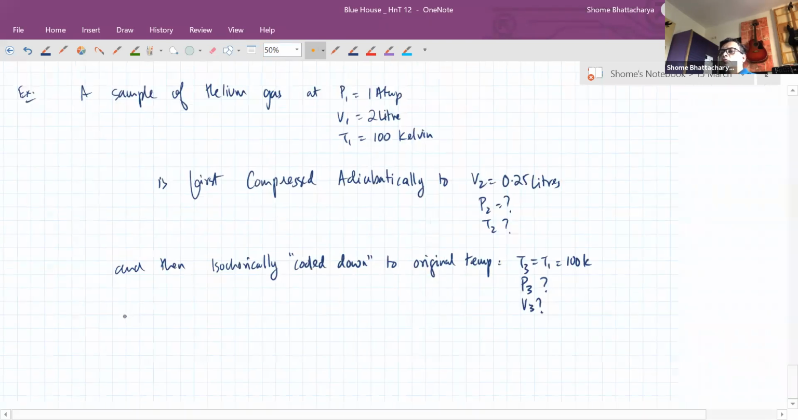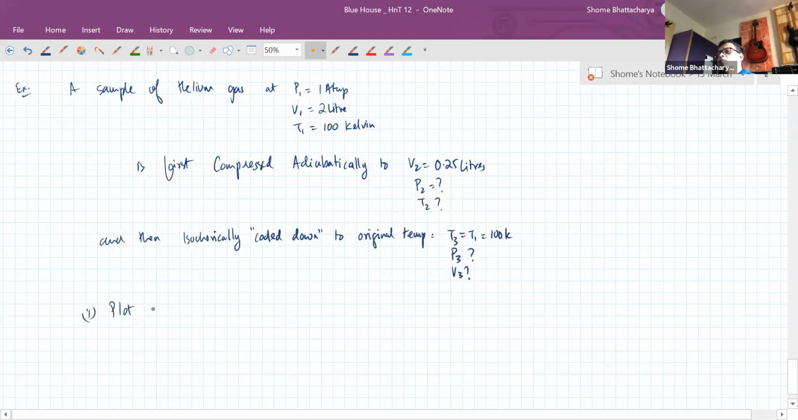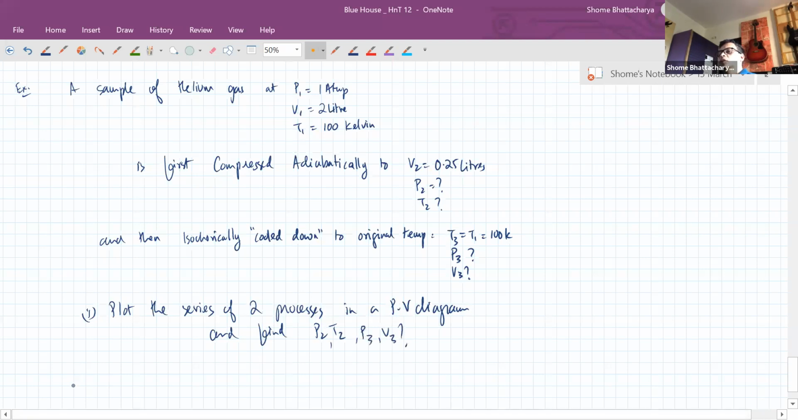Okay. So first of all, plot the series of two processes in a PV diagram and find all the unknown quantities P2, T2, P3, V3, all these things. And secondly, find Q, delta U, and W for first of all the adiabatic compression, and then the isochoric cooling.